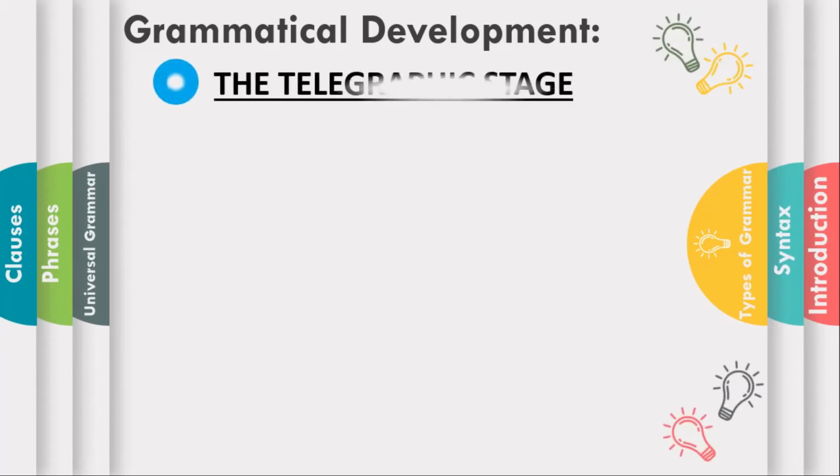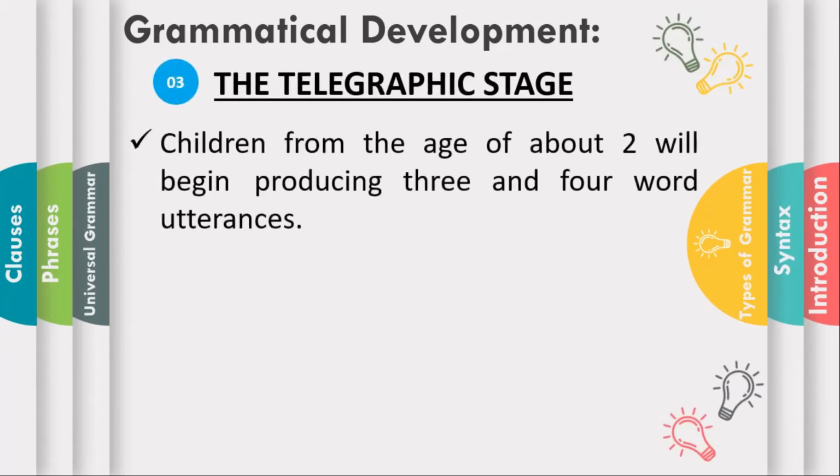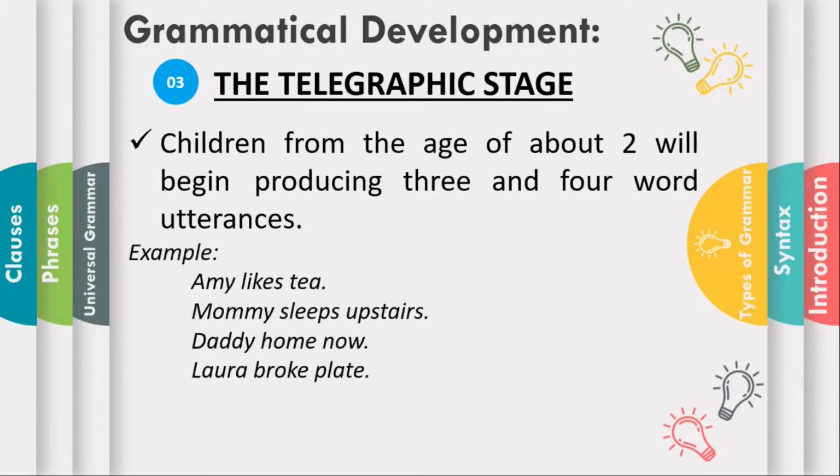The third stage is the telegraphic stage. From the age of about 2, children begin producing 3 and 4-word utterances. For example, some will be grammatically complete, such as "Ami likes tea" or "Mommy sleeps upstairs," but others will have essential grammatical elements missing, such as "Daddy home now" or "Laura broke plate." So these utterances are similar to some of those used in the two-word stage. They can often make sense, but key elements are missing.